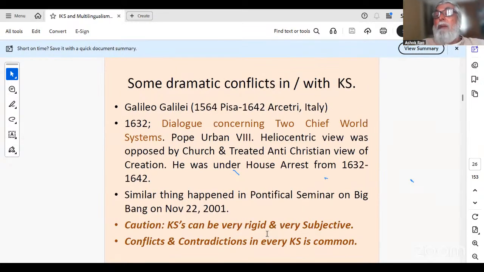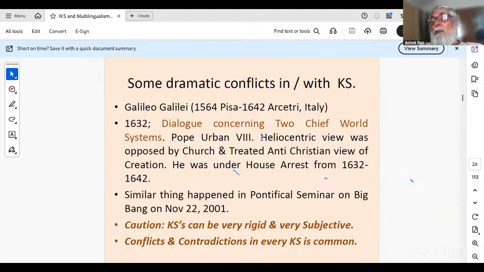You see what happens in knowledge systems. Some dramatic conflict in knowledge systems. I'll come to that. The case of Galileo Galilei. All of you know Galileo is the father of modern science and technology, the father of the Renaissance period, who influenced Newton and everybody. So he wrote a book in 1632 called Dialogue Concerning Two Chief World Systems. One as declared by the Bible, authorized and endorsed by the Vatican, for whom the Pope was the head. The second view was his view because of his observations in the telescope.